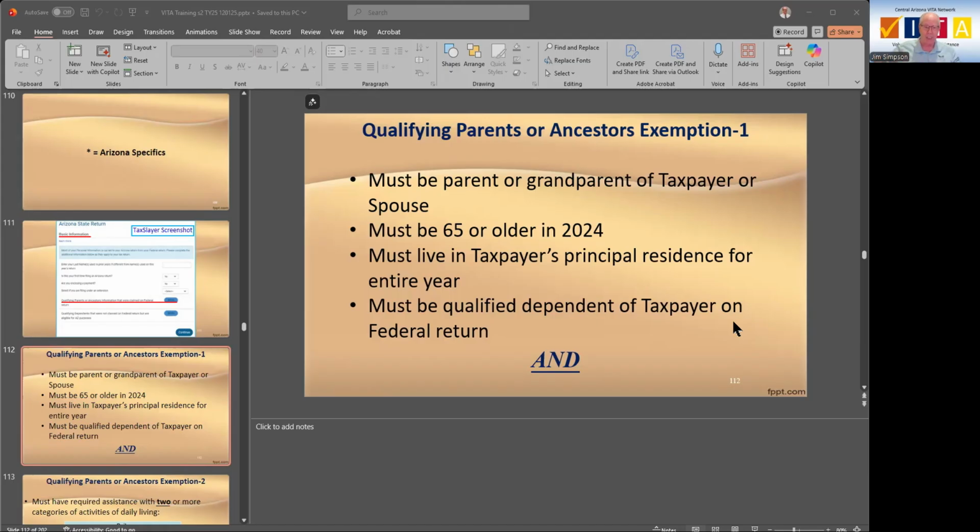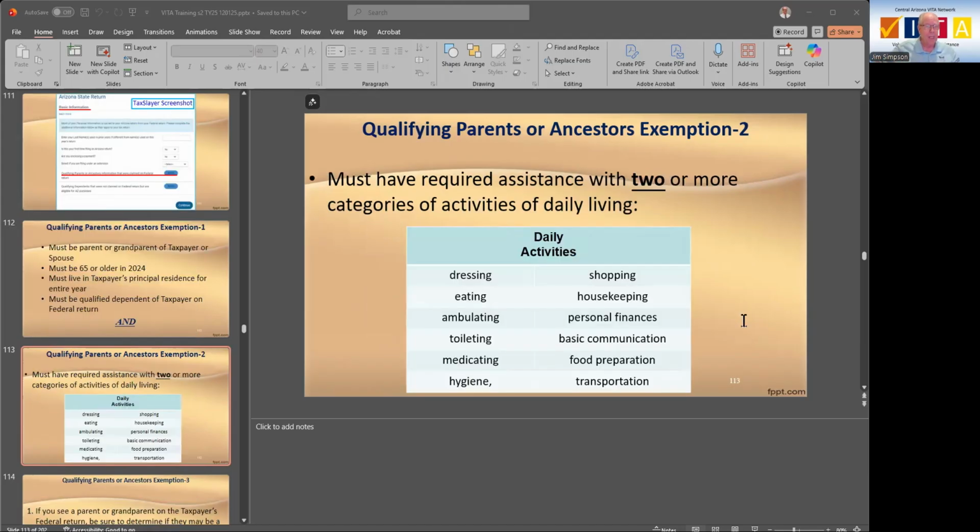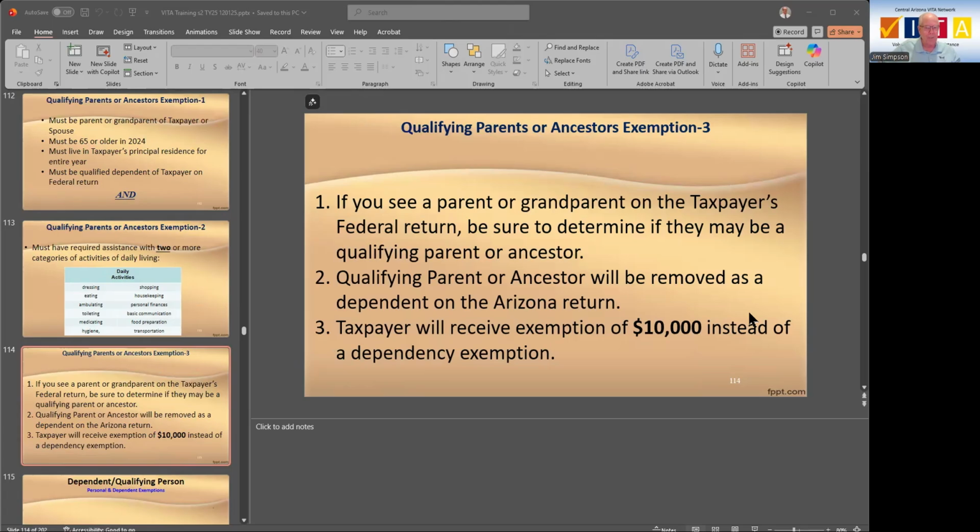But then additionally, they had to have required assistance with 2 or more activities of daily living. Now, these are pretty broad. Okay, here's an example of what they are. Do they need help getting dressed? Do they need help eating, ambulating, toileting? Do you have to help them with their medication or do shopping for them? So you see how this works out. If you've got an elderly parent there, it could be quite possible that you're providing 2 or more of those.